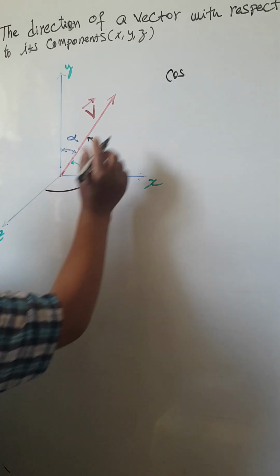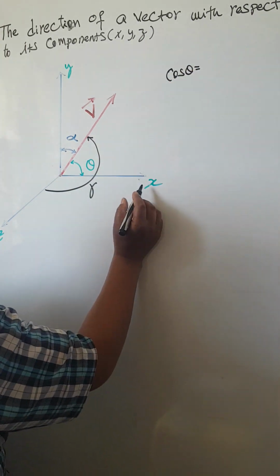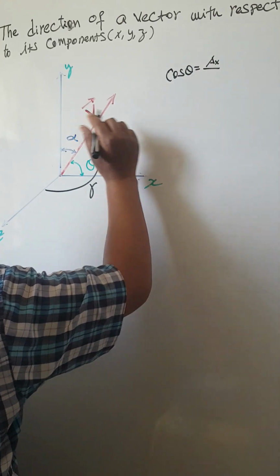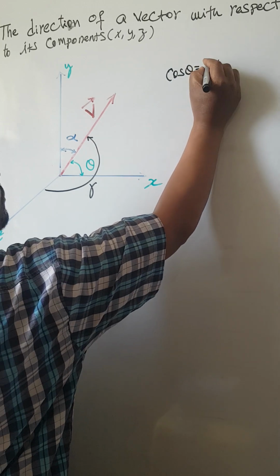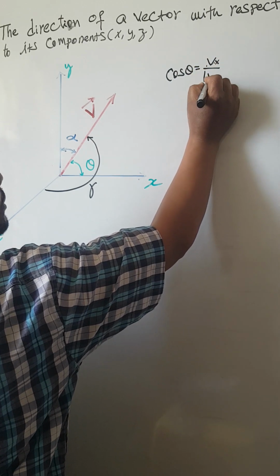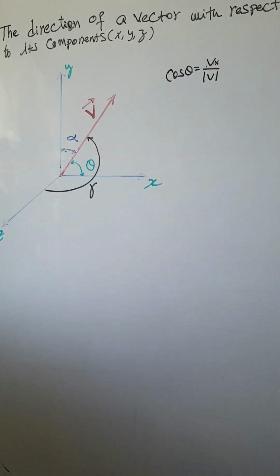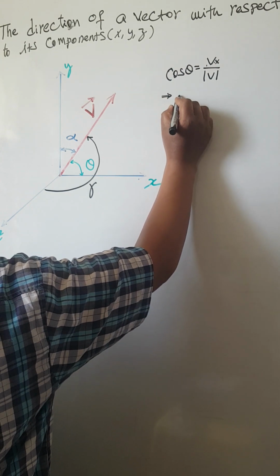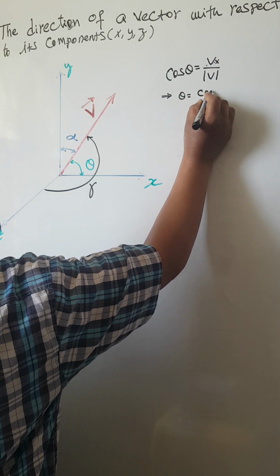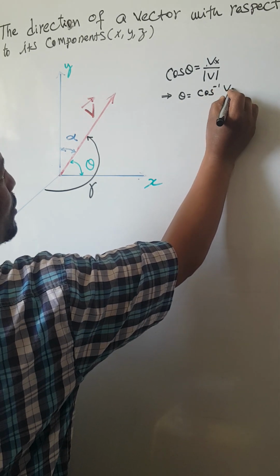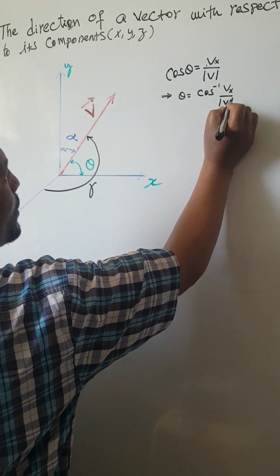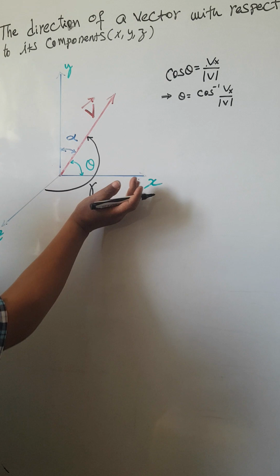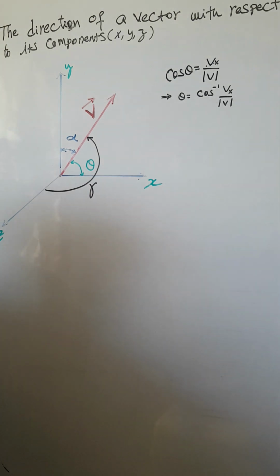For instance, cos theta is equal to v along x divided by the magnitude of v. So this implies theta is equal to cos inverse of v along x divided by v. This is the direction of the vector with respect to the x-axis.